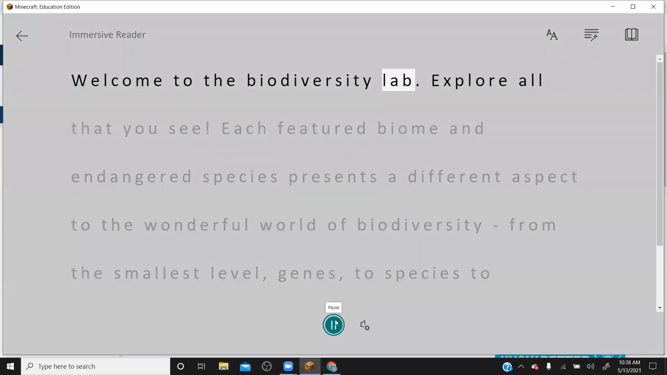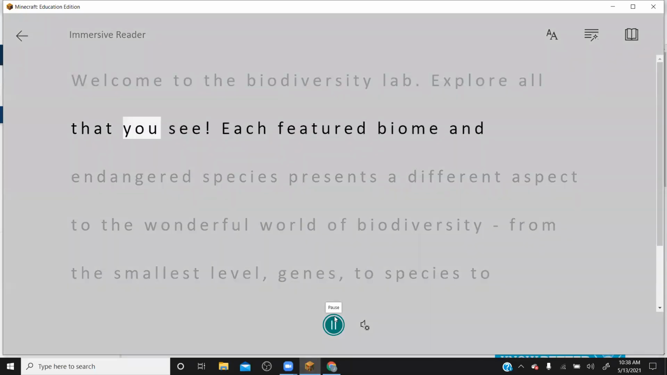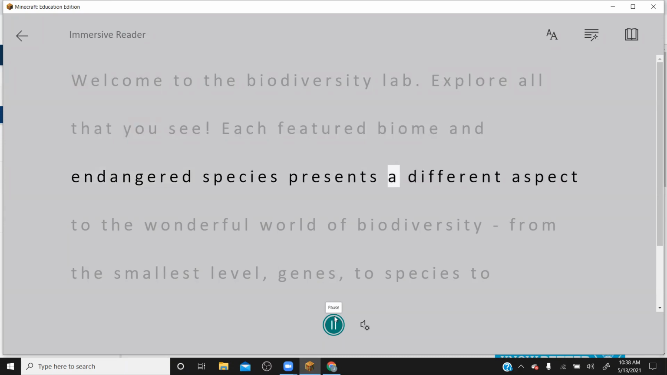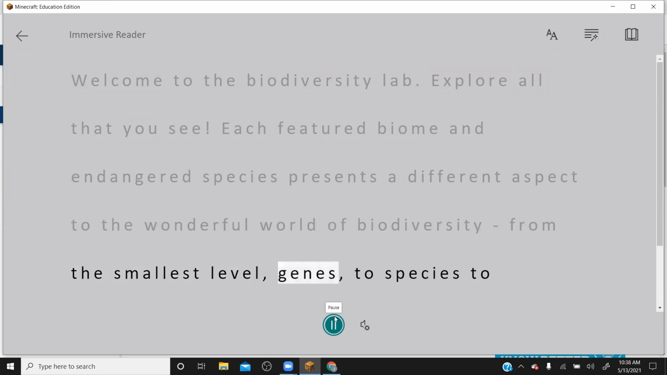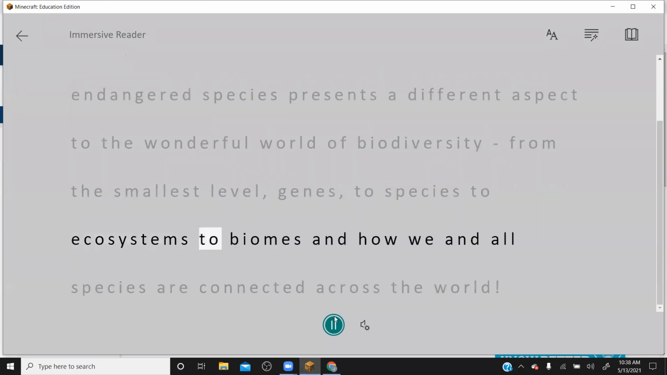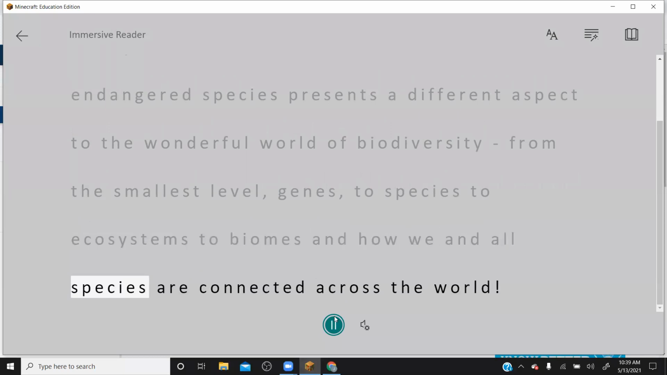Welcome to the Biodiversity Lab. Explore all that you see. Each featured biome and endangered species presents a different aspect to the wonderful world of biodiversity, from the smallest level, genes, to species, to ecosystems, to biomes, and how we and all species are connected across the world.